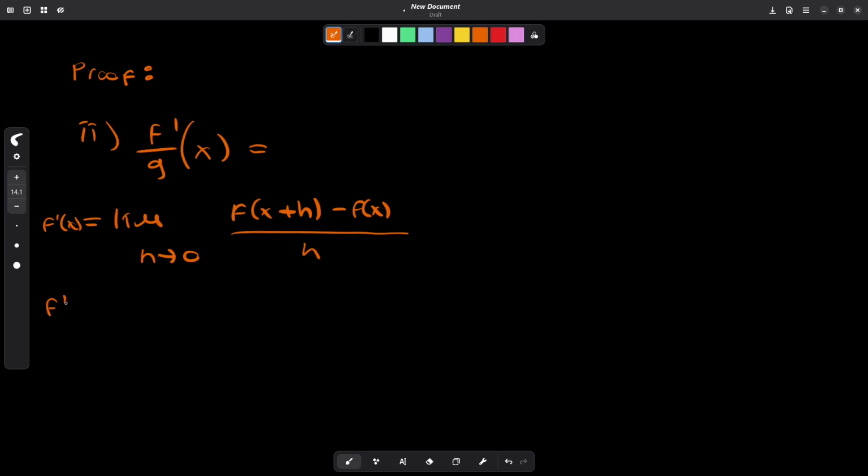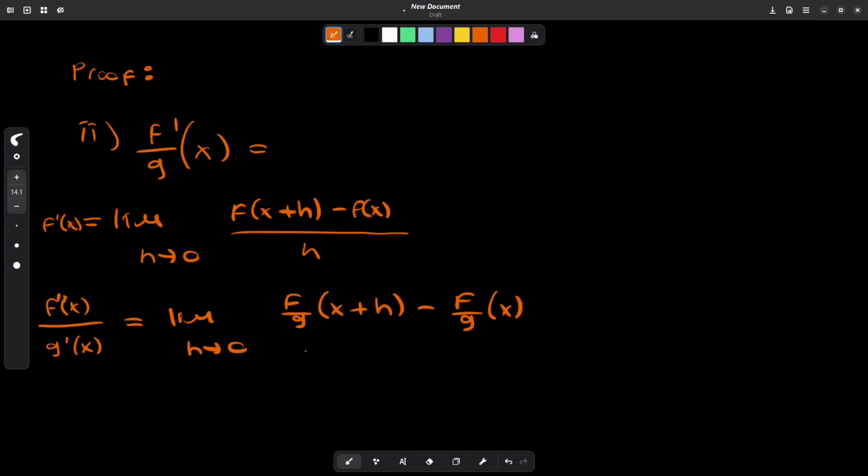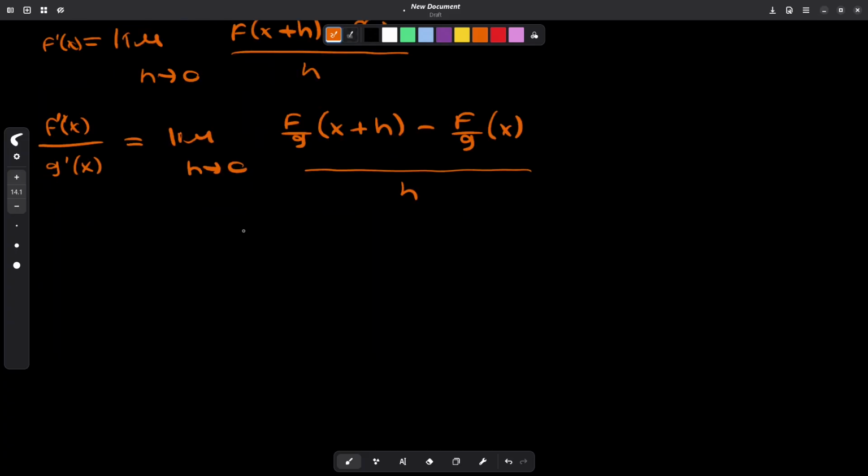So let's start. h approaches 0. f over g(x+h) minus f over g(x). This is over h. Step by step, slowly, so we can see everything clearly, right?